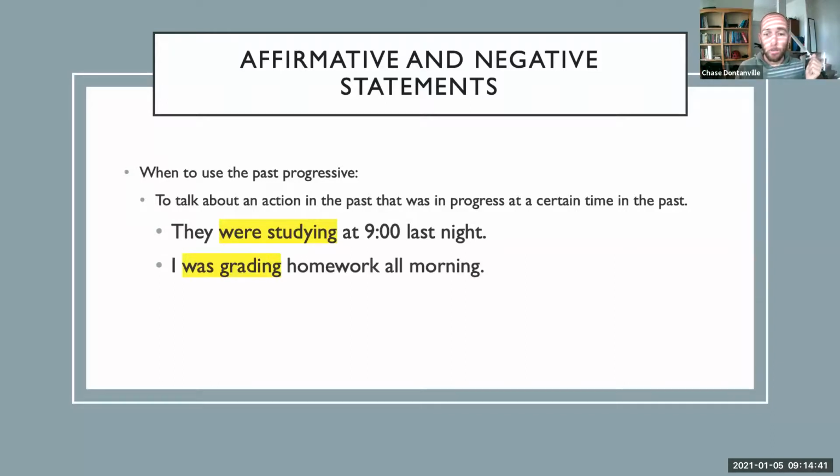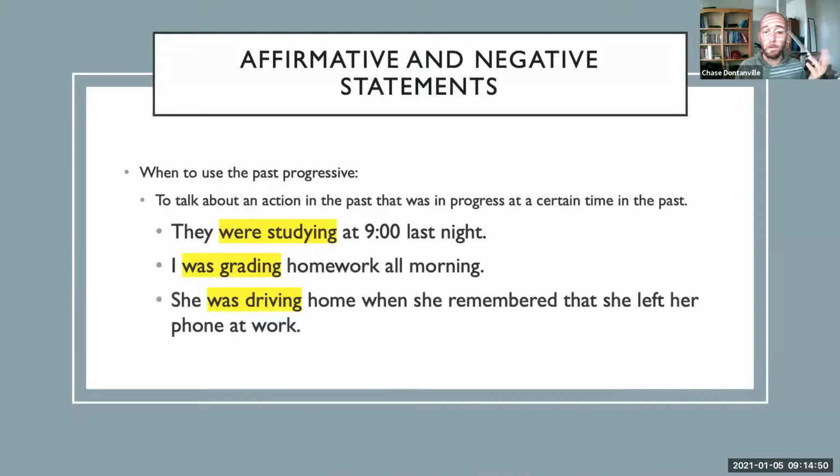I was grading homework all morning. So all morning, I was grading, continuous. She was driving home when she remembered that she left her phone at work. So she was driving, and then boom, remember, my phone, it's at work. Okay, so these -ing ones were continuous or incomplete.